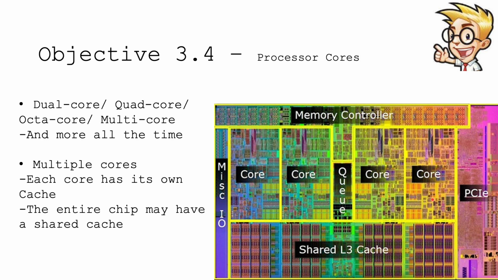These are physical packages. Sometimes we refer to these as dual core, quad core, octa-core, multi-core. We use so many cores in our CPUs today, and it's going to expand in the future. Maybe 10 core, 12 core, 20 core, 40 core will be available in no time.